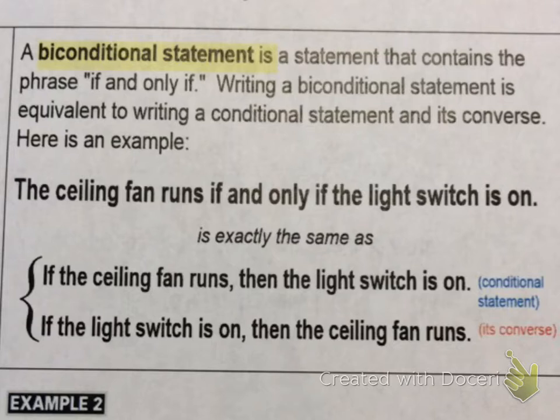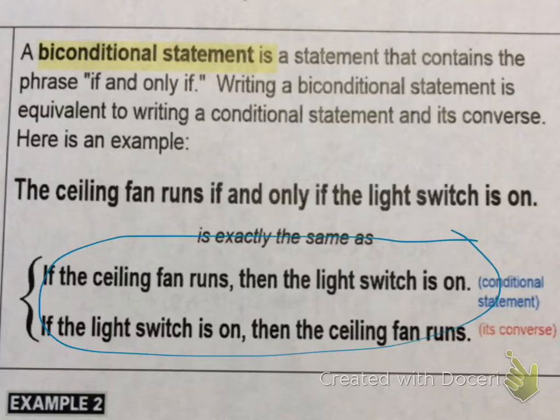A biconditional statement is a statement that contains the phrase if and only if. Writing a biconditional statement is equivalent to writing a conditional statement and its converse. Really what that's saying is it works the same frontwards as it does backwards. Here's an example. The ceiling fan runs if and only if the light switch is on. That means the same thing as these two statements at the same time. If the ceiling fan runs, then the light switch is on. If the light switch is on, then the ceiling fan runs. So the if and only if part of the statement means that it happens the same forwards as it does backwards, and it is still true both directions. That's what that if and only if statement means, and it's called a biconditional statement.